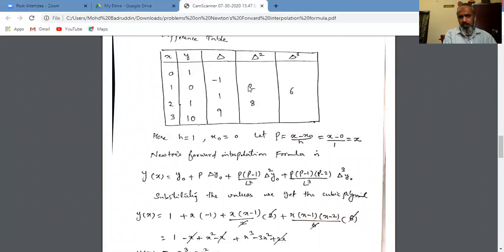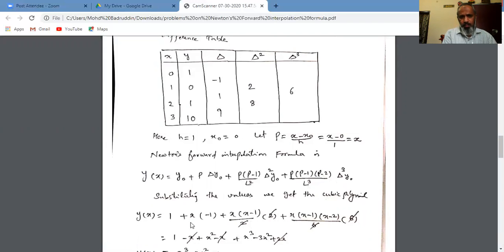This is the first value in the del square y0 term: 2 plus x into x minus 1 into x minus 2 by factorial 3. Factorial 3 is 6, the continued product of the first three natural numbers, 1 into 2 into 3. So 6 into del cube y0, its value is also 6. So 6 gets cancelled, 2 cancel.